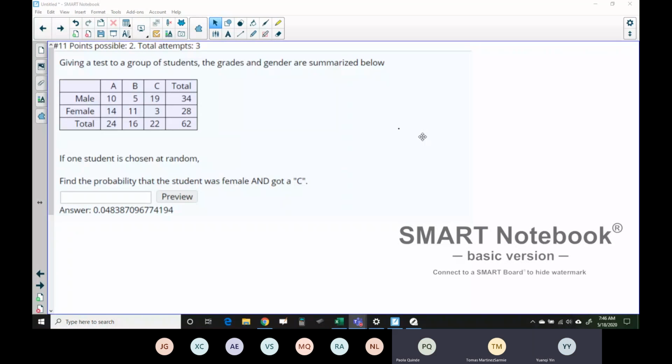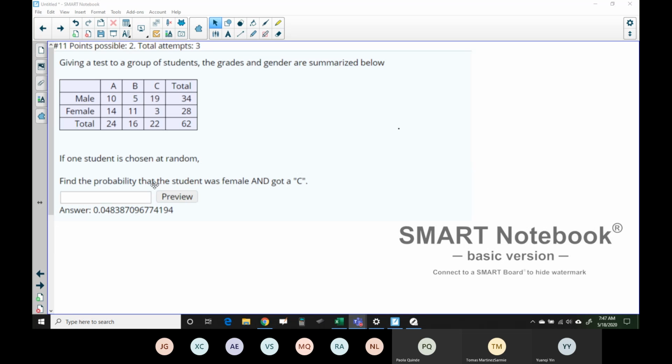Giving a test to a group of students, the grades and gender are summarized in the table. Now, what is ABC? Does anybody know what ABC is? The scores, right? So, how many students were in this test? 62. Okay. So this is basically what you're going to have in the denominator.